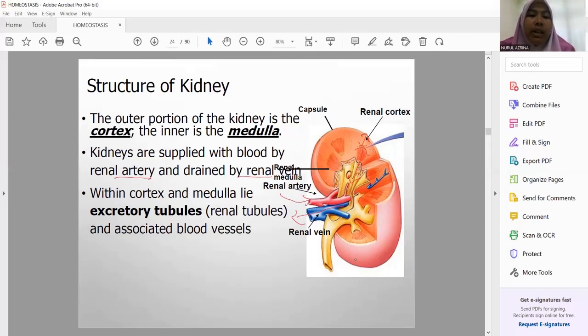Okay, so within the cortex and the medulla lies the excretory tubule, which we call the renal tubule. So what are the tubules? They include the proximal tubule, the distal tubule, and the loop of Henle. So those are the renal tubules that are associated with the blood vessels. Okay, right. So next.